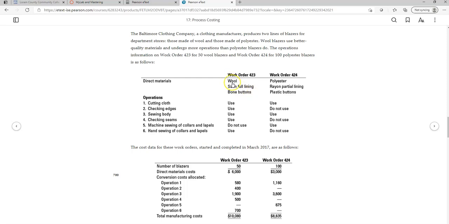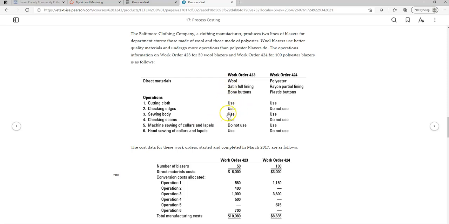Work order 423 is going to be the wool blazers. Work order 424 is going to be the polyester blazers. And in just a couple minutes, we're actually going to look at work order 424. But before we get to that, let's take a look at what the operations use. Both of them use the cutting cloth operation.